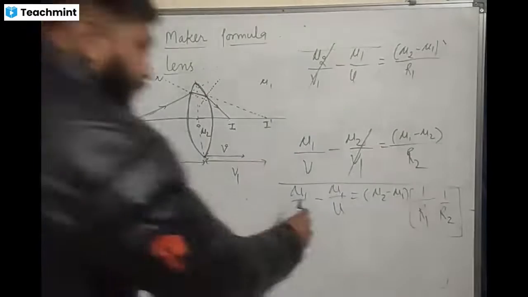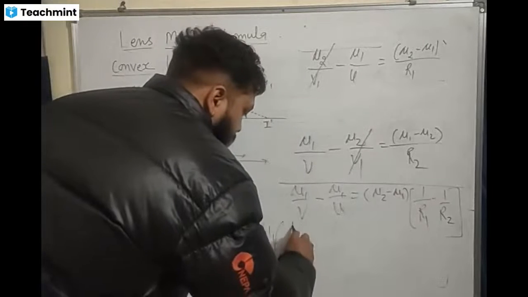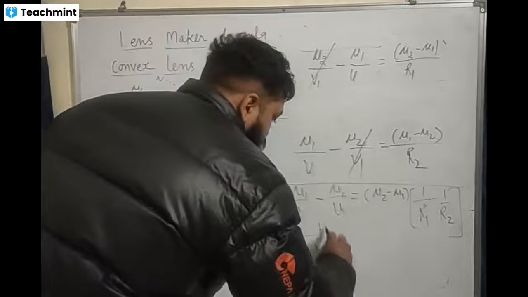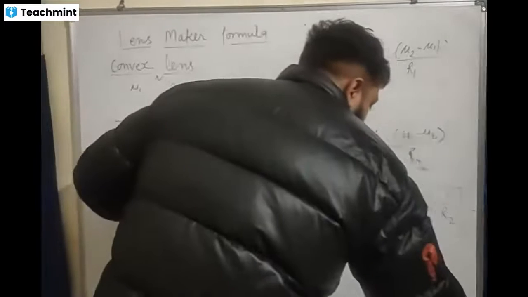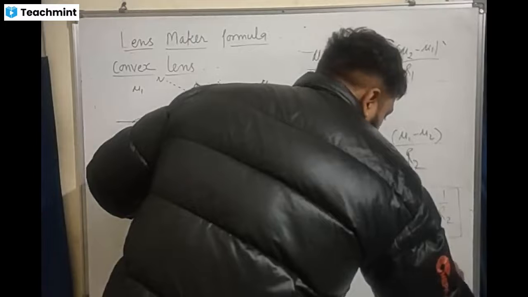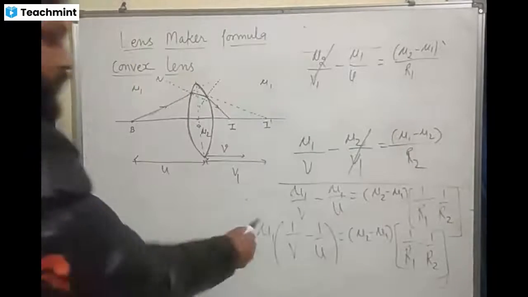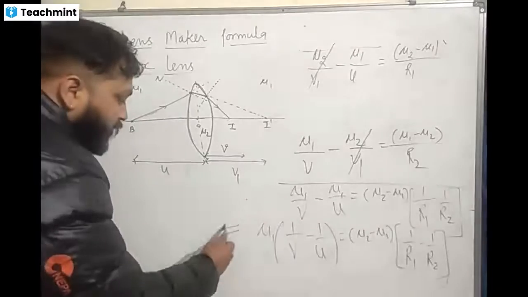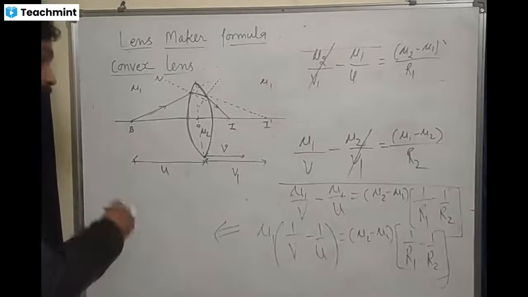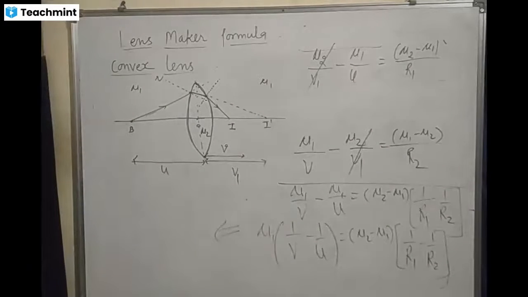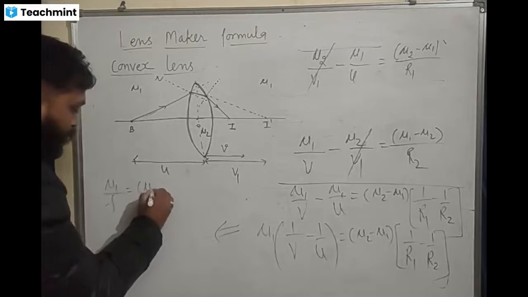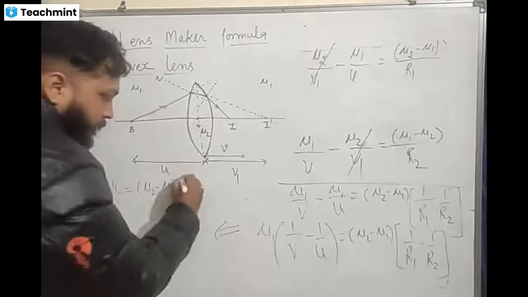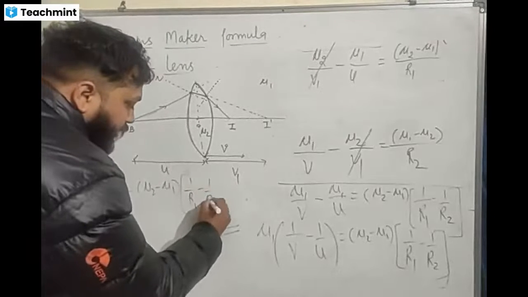Okay. So if I take mu1 common over here, it is 1 upon v minus 1 upon u equals mu2 minus mu1 upon mu1, times the bracket 1 upon r1 minus 1 upon r2. What will this formula become? 1 upon v minus 1 upon u is equal to 1 upon f, the thin lens formula. So what I can write is mu1 upon f equals mu2 minus mu1 times 1 upon r1 minus 1 upon r2.